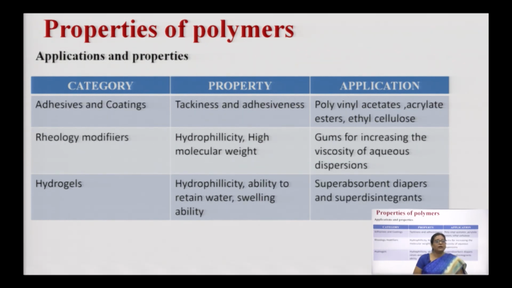Then for adhesives and coatings, we require polymers with tackiness and adhesiveness. Polyvinyl acetates and acrylates are more suitable for this use. As rheology modifiers, polymers need to be hydrophilic and of high molecular weight. Gums, Tragacanth gum, acacia, are more suitable for the purpose. Hydrogels, with their hydrophilicity and ability to retain water and with their solubility, are also quite useful as super absorbents in diapers or as super disintegrants in mouth dissolving tablets and all. So, these are all different applications of polymers based on their different physical properties.